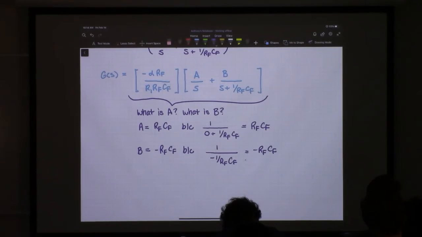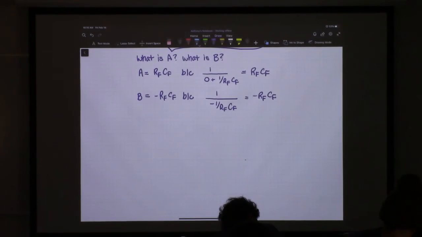Okay. And then so in the end, what we end up with after the partial, so now our partial fraction expansion is complete.